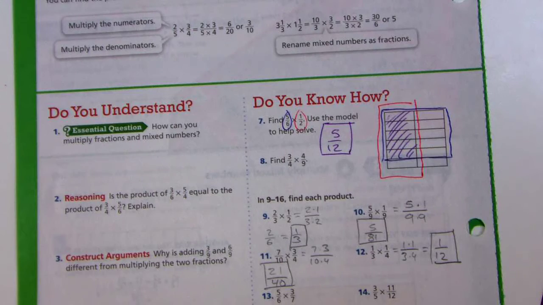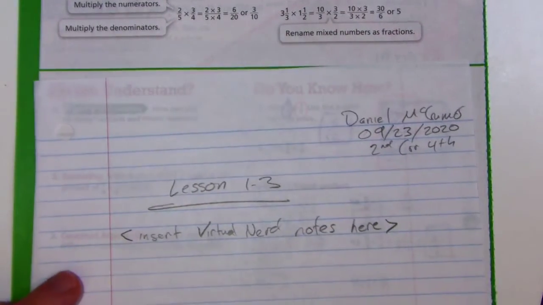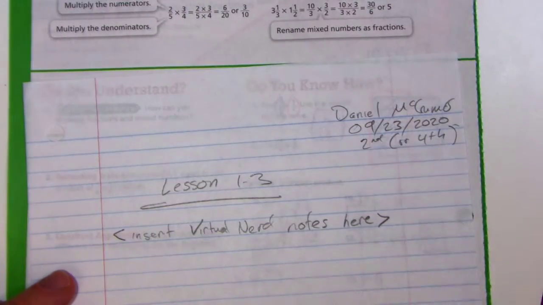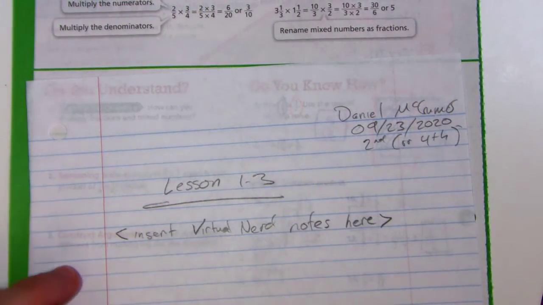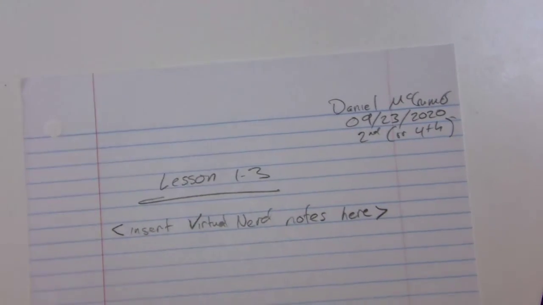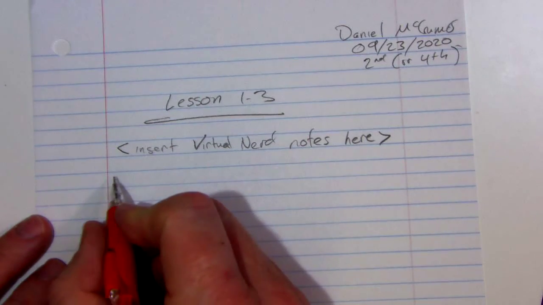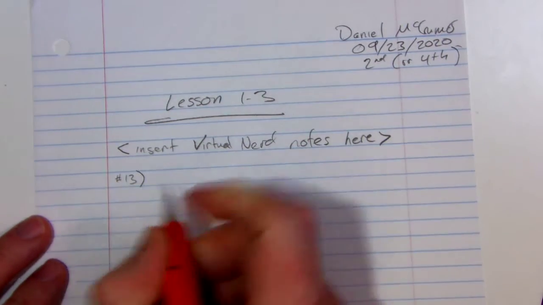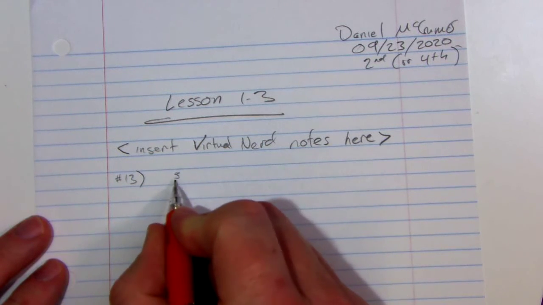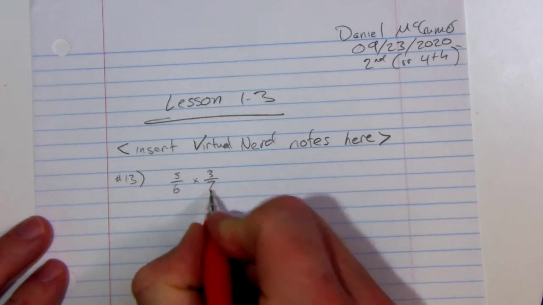through 16. Now, I don't have enough space for what I want to show you, so I'm going to have my notes out that I've already created my header for right here. Name, date, period, title of the lesson. You might already have your virtual nerd notes right there. So we're going to look at, start with number 13. And for that one, we have 5/6 times 3/7.